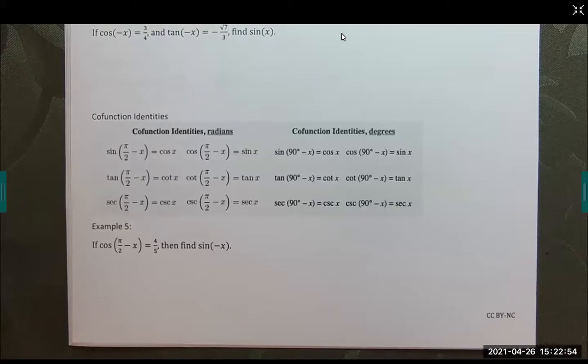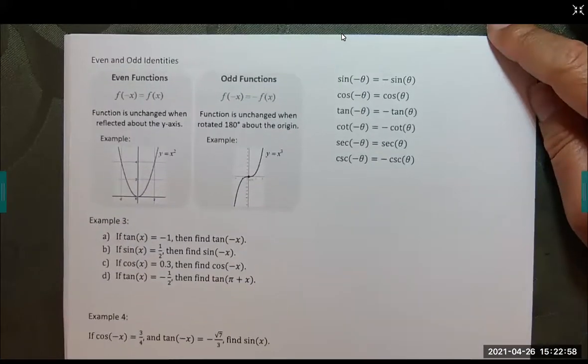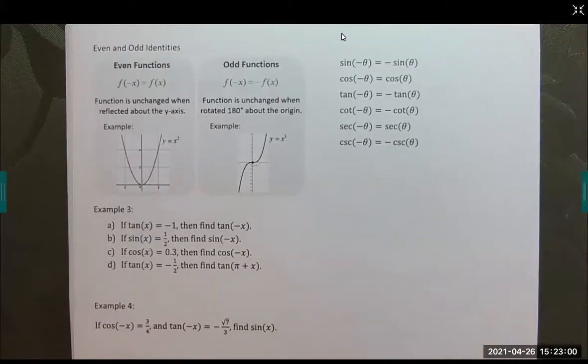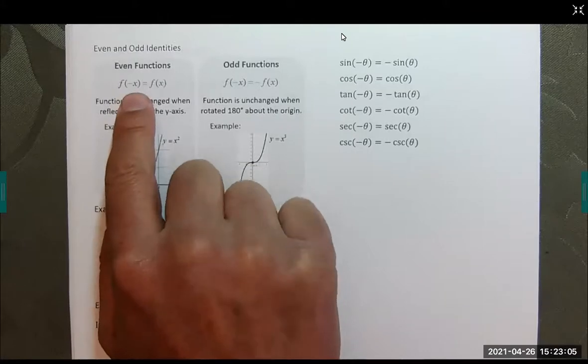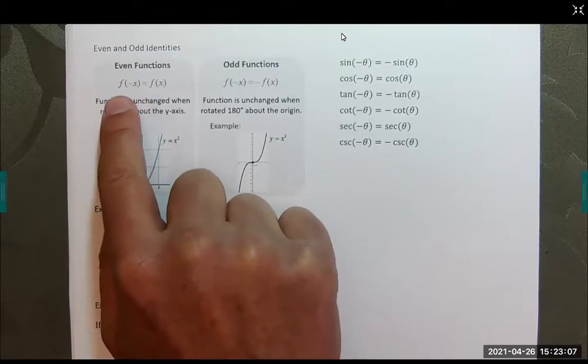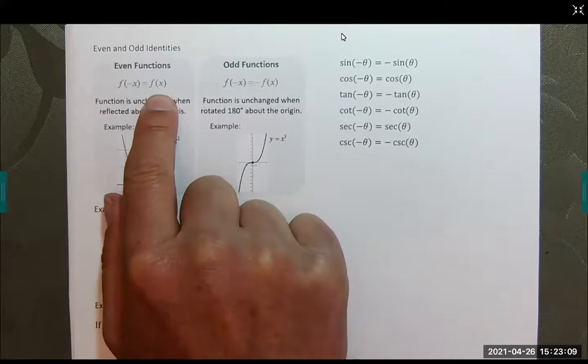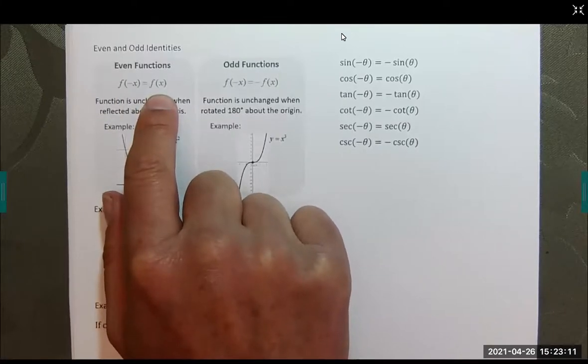We're talking about even and odd identities. An even function says that if I take the opposite sign of x and go f of negative x, the even function absorbs it. Kind of like when you square a negative number, you end up with a positive number, right? -5 times -5 is positive 25.